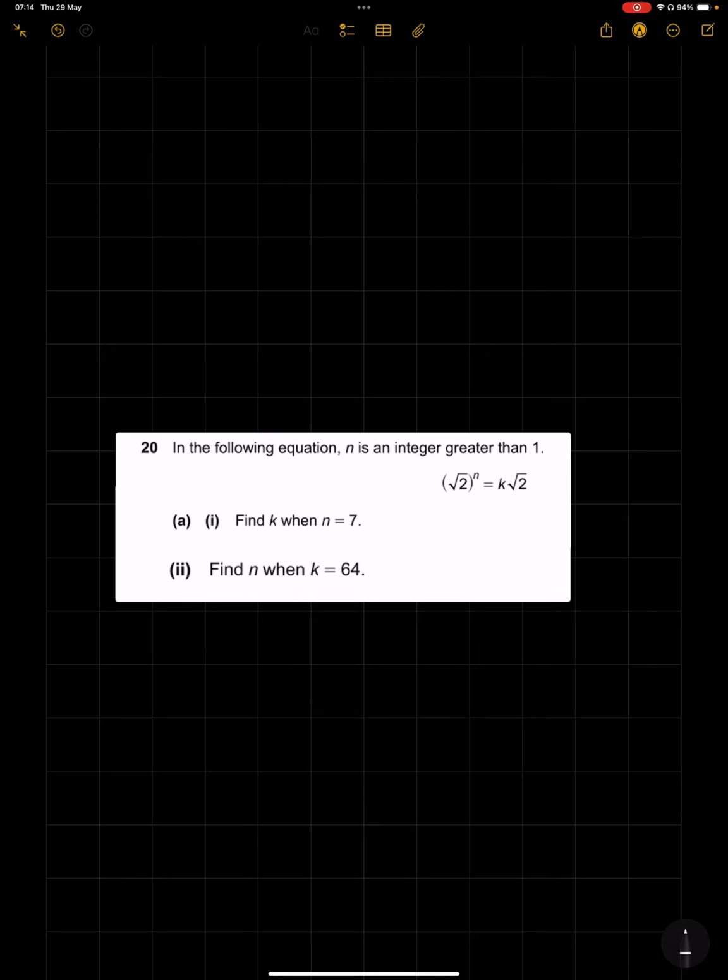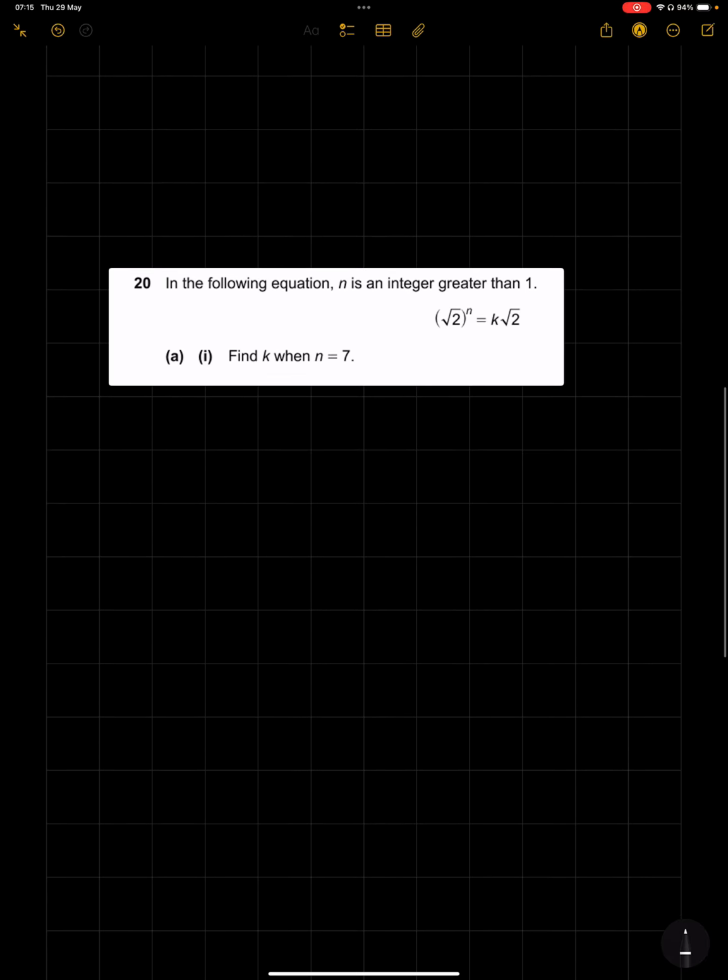In the following question, n is an integer greater than 1. And we're told that root 2 to the power of n is equal to k root 2. So it's a two-part question. Let's focus on part 1. Part 1 says find k when n is 7.